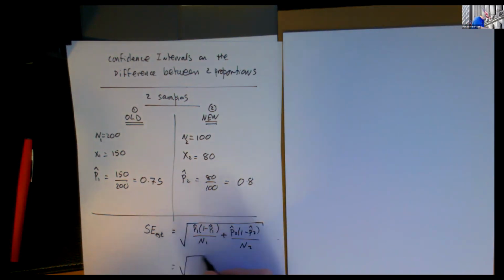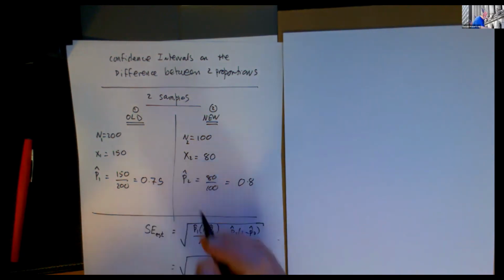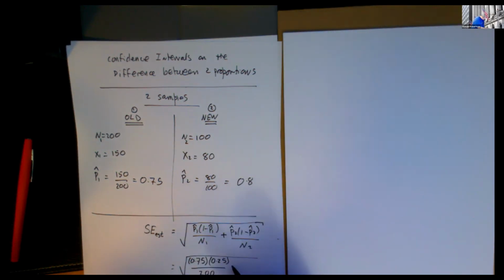And here goes. For group 1, it's going to be 0.75 times 0.25 divided by 200. And then it's going to be 0.8 times 0.2, all divided by 100.